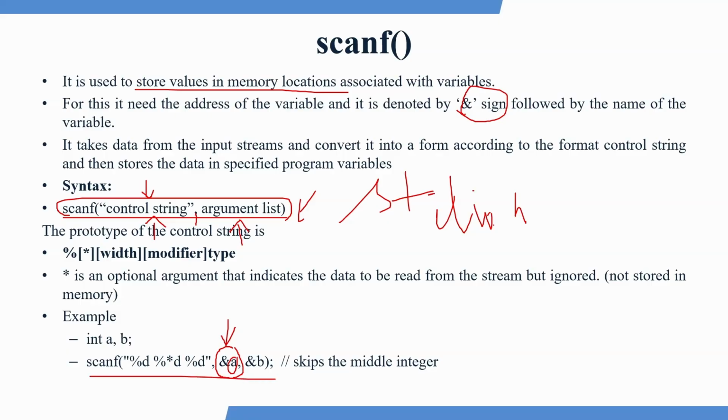So for example, see here, if I want to read and store two integer type values, here I will mention like this. Okay, so percentage d percentage d, comma address of a, comma address of b. Okay.